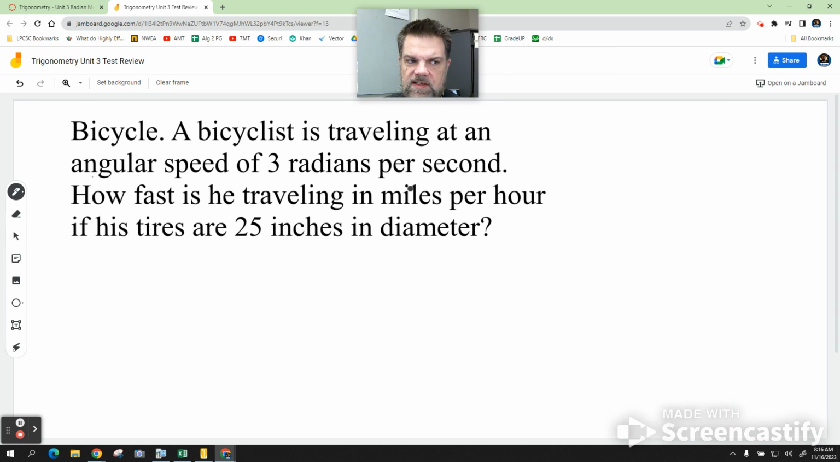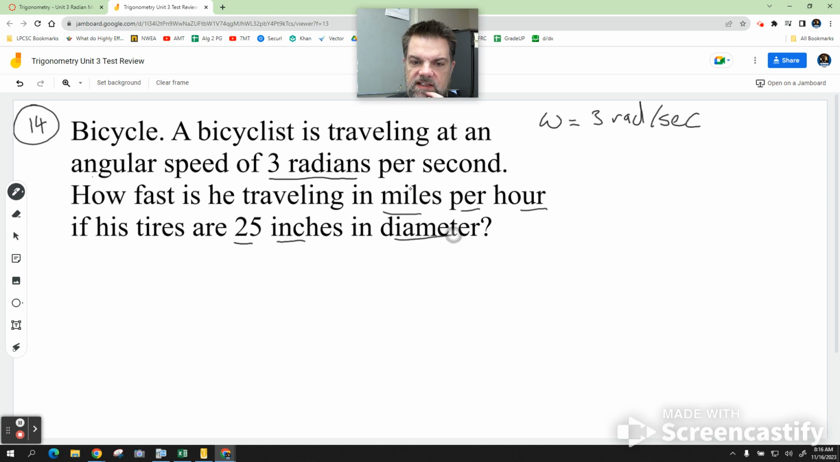It says, and this is problem number 14, a bicyclist is traveling at an angular speed of 3 radians per second. Angular speed is 3 radians per second. How fast is he traveling in miles per hour if his tires are 25 inches in diameter?